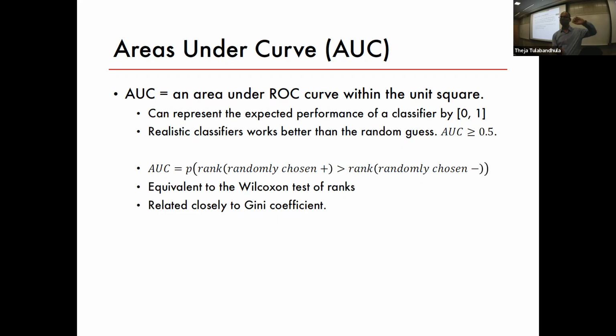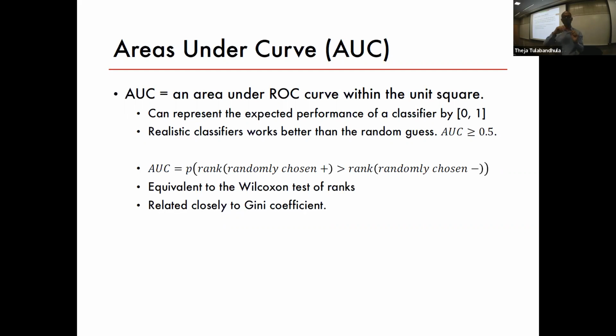If you remember, the perfect classifier is something on the top left, which has a false positive rate of 0 and a true positive rate of 1. What would the area of that curve be? It will be 1 unit. It's just a whole full square, so 1 times 1 is 1 area.